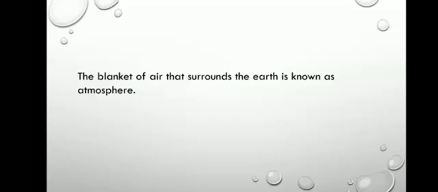The blanket of air that surrounds the earth is known as atmosphere. This word comes from the Greek word atmos, meaning vapor. It reaches over 560 kilometers from the surface of the earth. So we are only able to see what occurs fairly close to the ground.